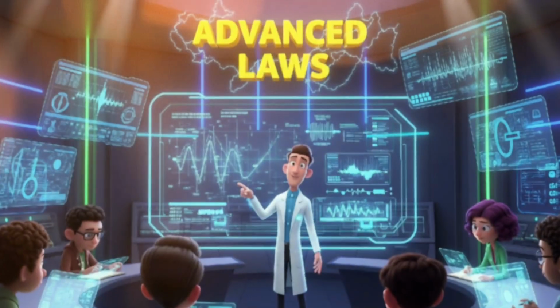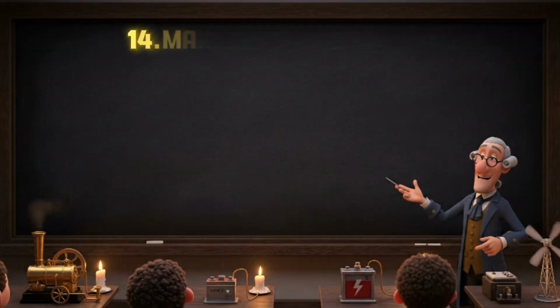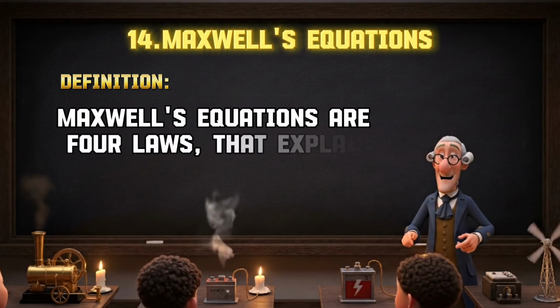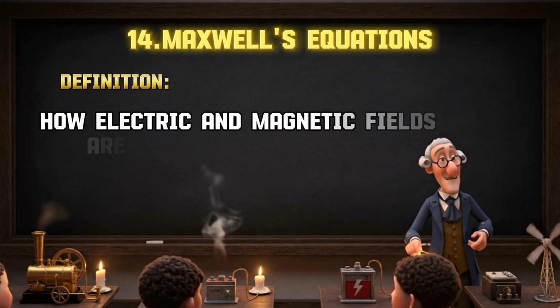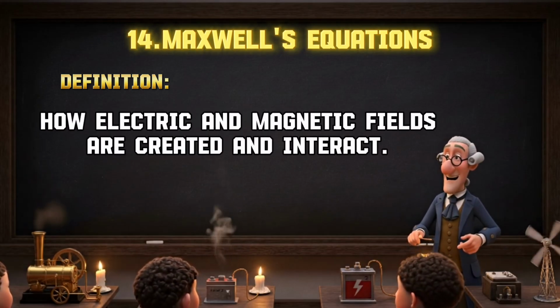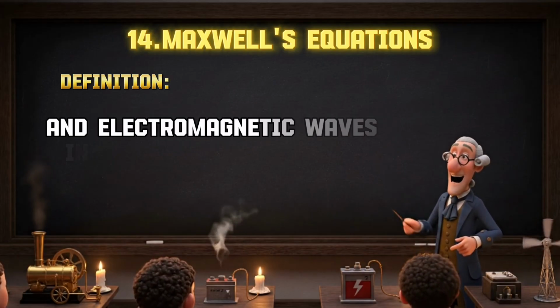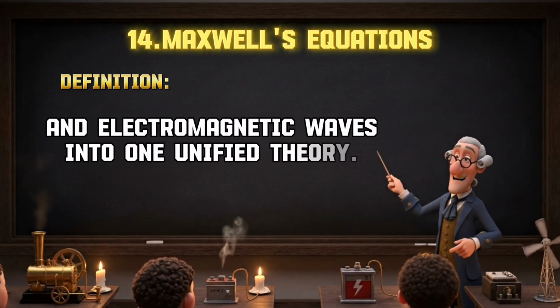Next, fifth one is advanced laws. Maxwell's equations. Maxwell's equations are four laws that explain how electric and magnetic fields are created and interact. They combine electrostatics, magnetism, and electromagnetic waves into one unified theory.